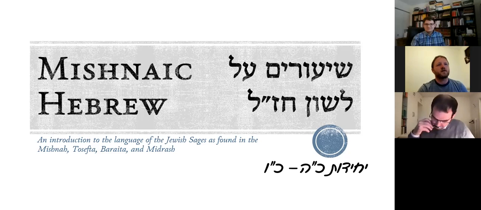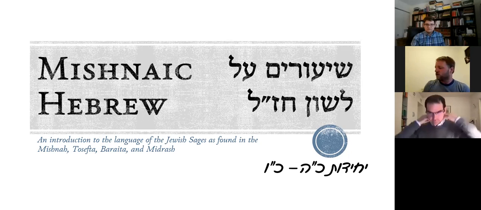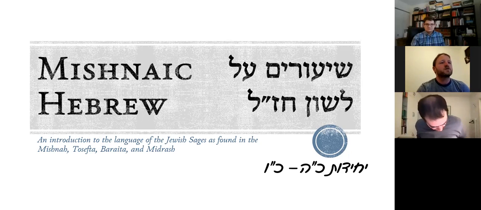This is units 25 and 26 from the textbook, Introductory Grammar of Rabbinic Hebrew, that we were working through. So, your name is Eduardo that's missing, and Michael's missing.